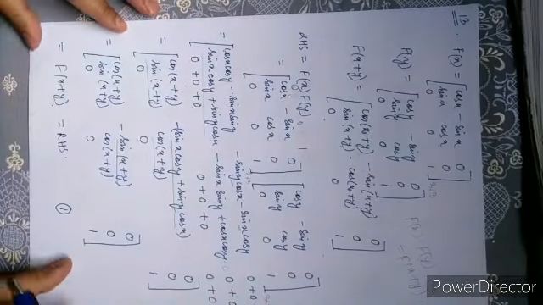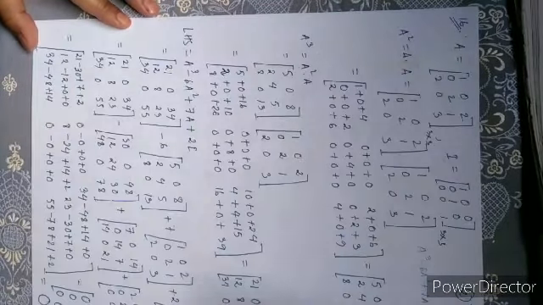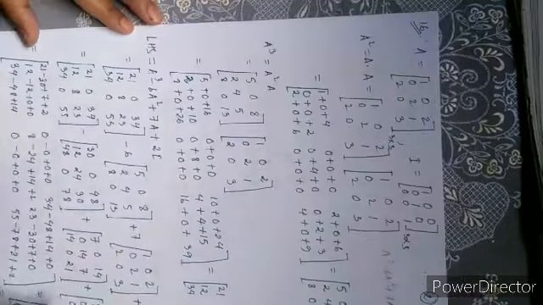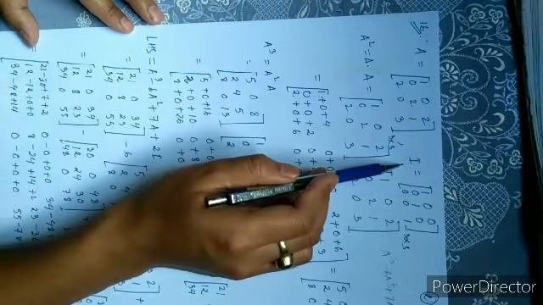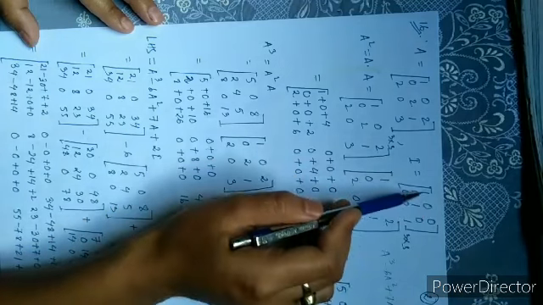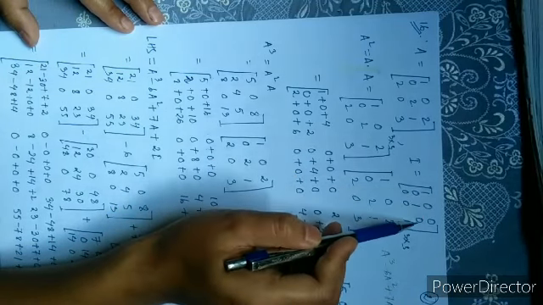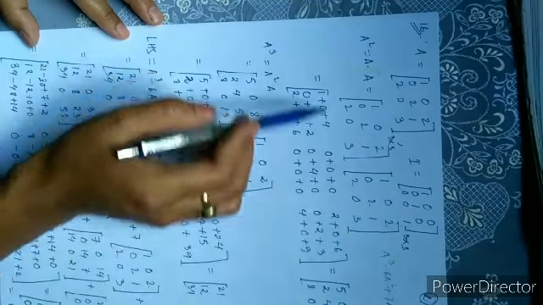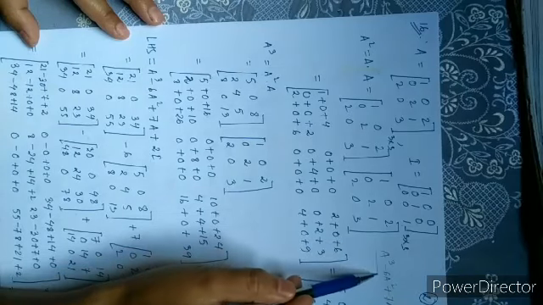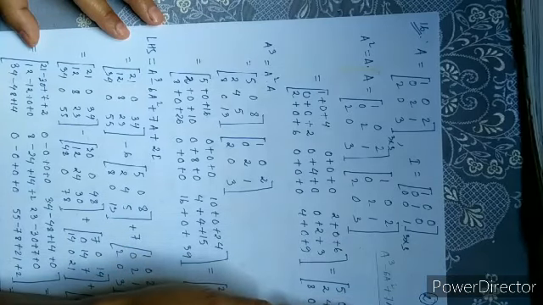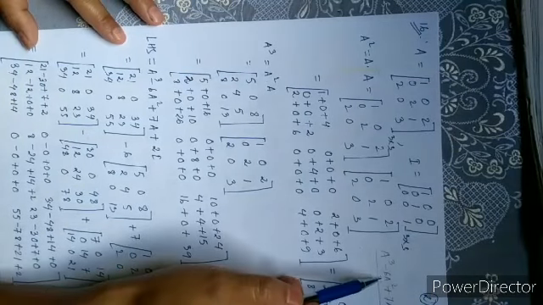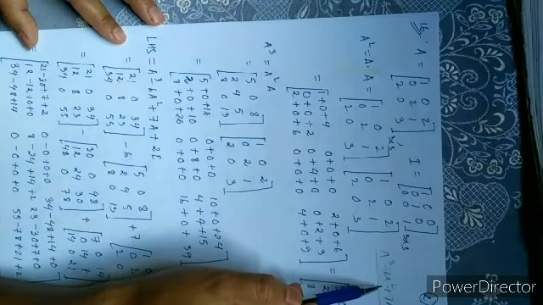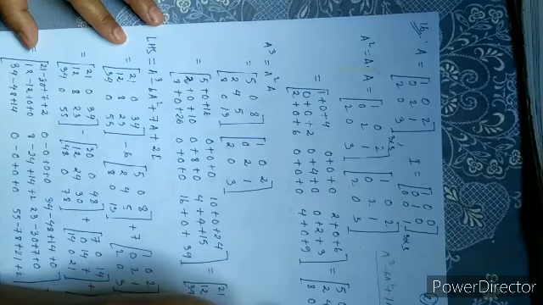So question number 16. If A is a matrix of order 3, then write the identity matrix of order 3 whose elements are 1 0 0, 0 1 0 and 0 0 1. We have to prove that A cube minus 6 times A square plus 7A plus 2I is equal to 0.